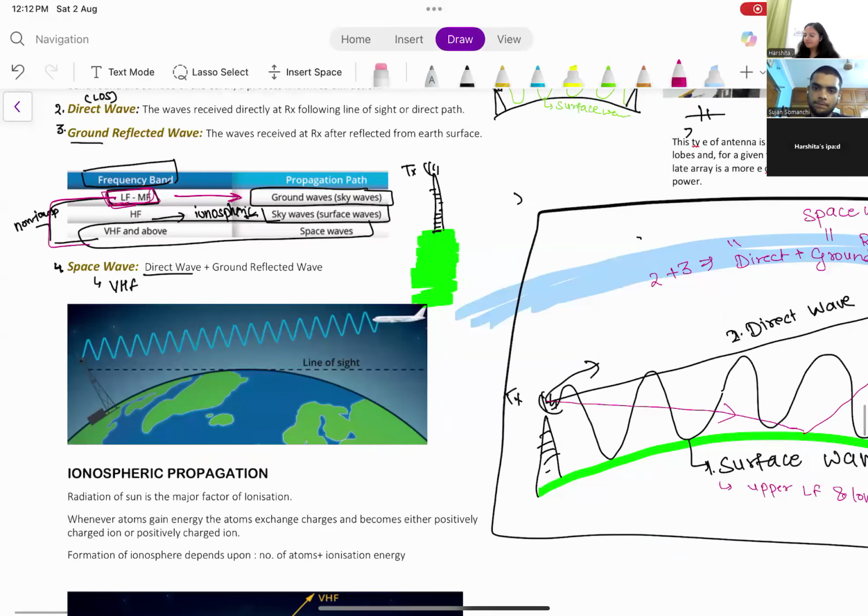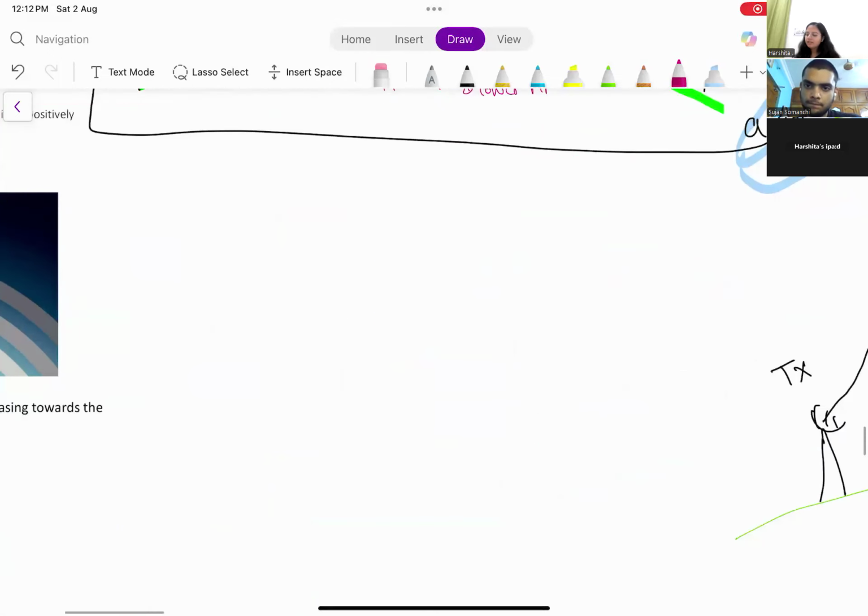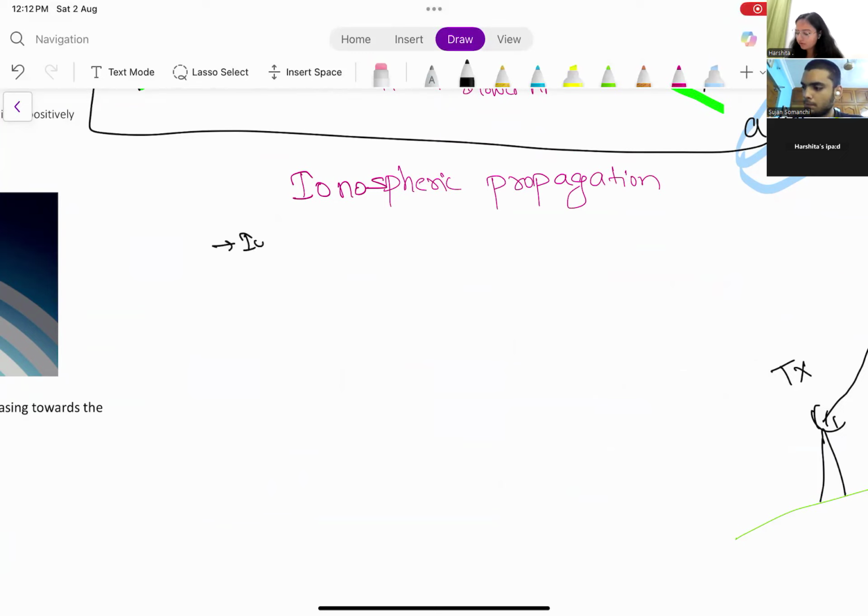Okay. Now we will see the ionospheric propagation. In ionospheric propagation, we are going to use the ionosphere.